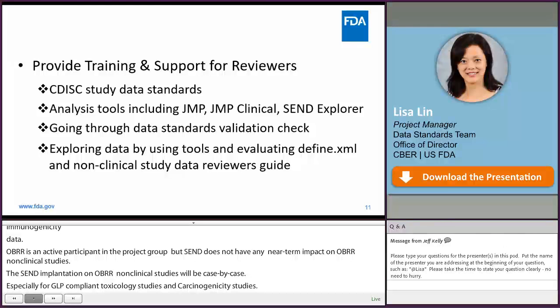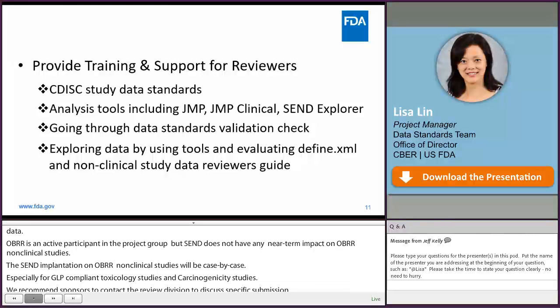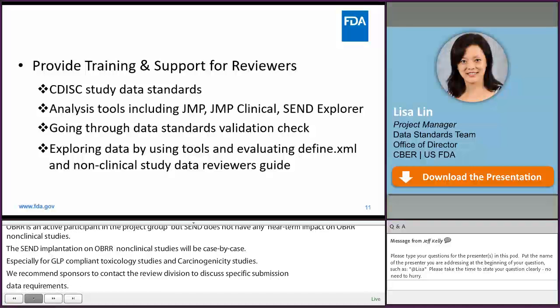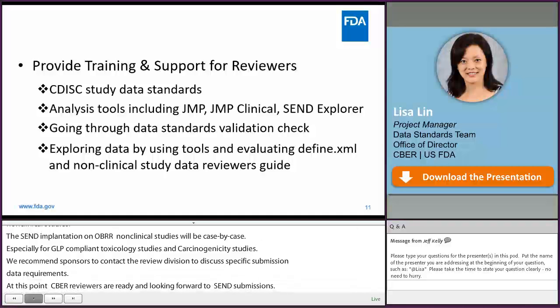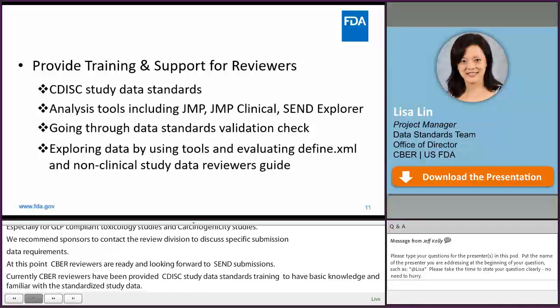At this point, CBER reviewers are ready and looking forward to SEND submissions. Currently, CBER reviewers have been provided CDISC study data standards training to have basic knowledge and be familiar with the standardized study data. They have also been provided training on the analysis tools, including JMP, JMP Clinical, and SEND Explorer.